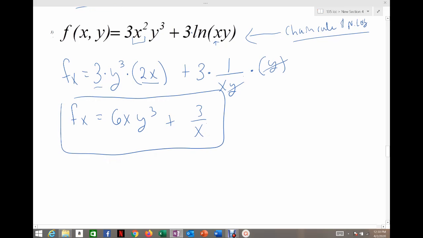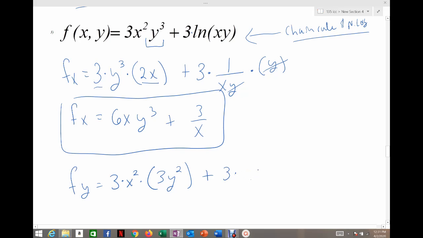I'm going to do a very similar thing now with respect to y. Alright, so now y is the function part. Everything else is considered a constant. And so in the first piece, the y cubed is the function part. The 3x squared is a constant, and so it just comes along. I take it times the derivative of the y part, which the derivative of y cubed is 3y squared. Alright, there's the first part, plus the derivative of the natural log with respect to y.